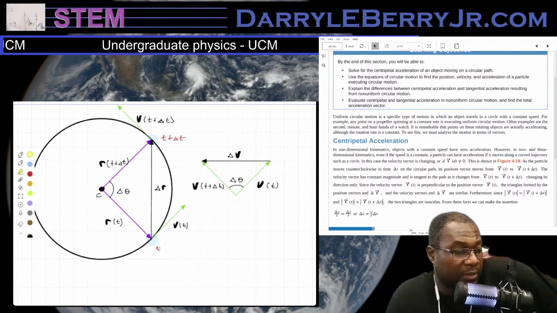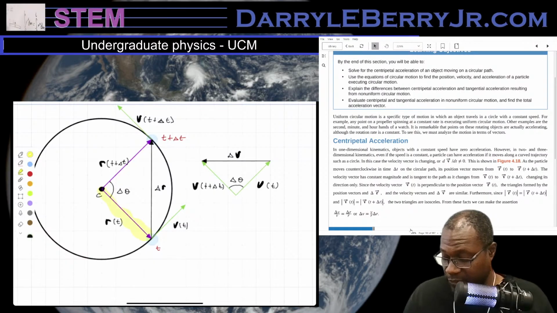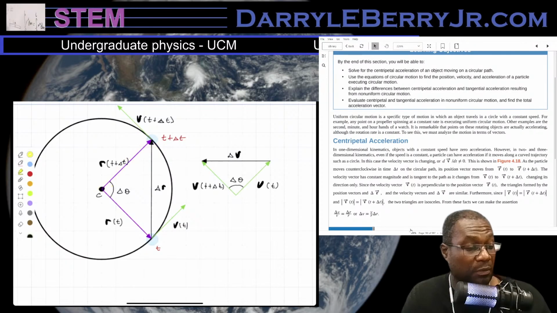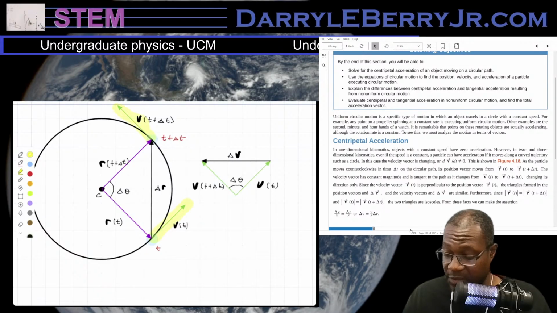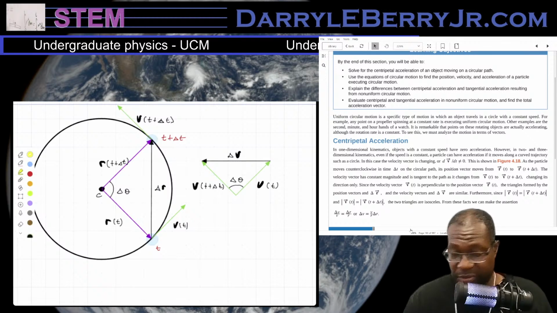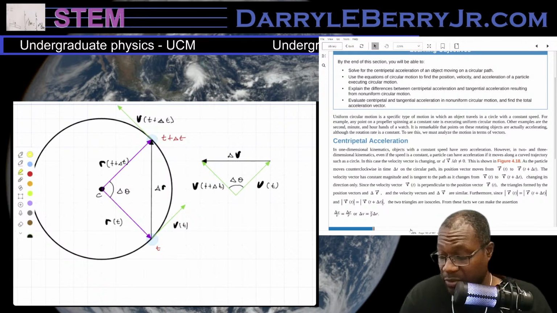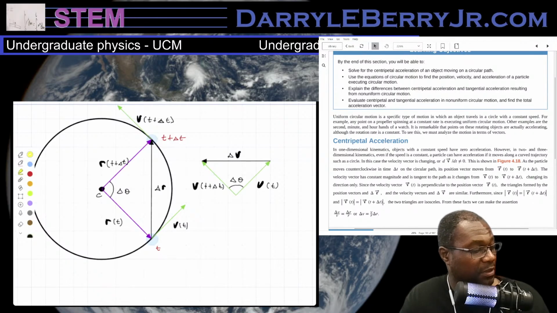Furthermore, since RT equals RT plus change in T, in other words, the length of this vector is the same as the length of this vector because it's uniform circular motion, so it makes a perfect circle. And that makes sense as well. It's going at uniform circular motion, so the speeds of these vectors is the same. The speed is the same going all the way around. The two triangles are isosceles. I don't even remember what isosceles is.